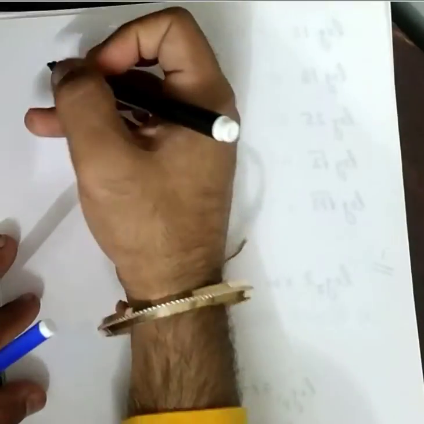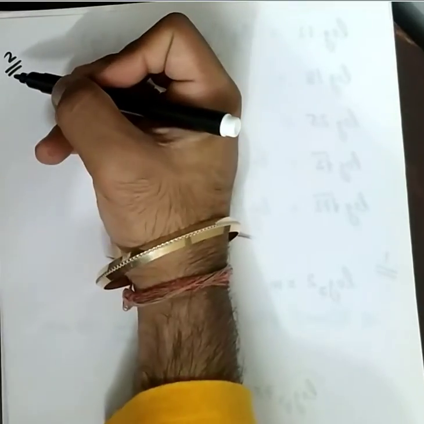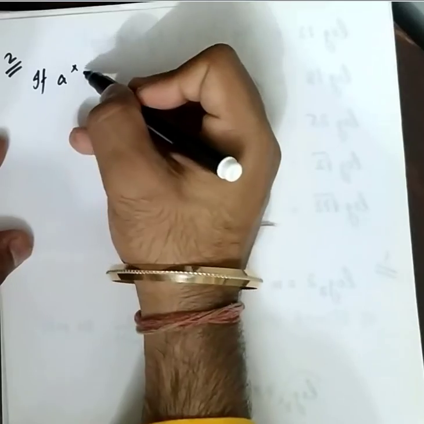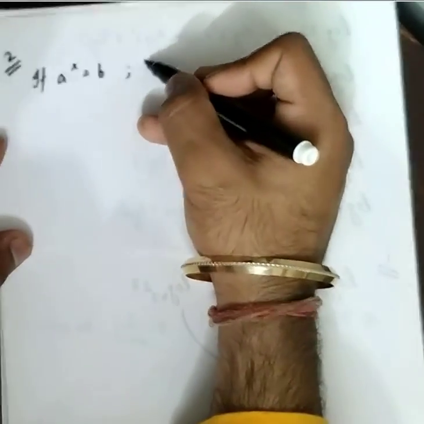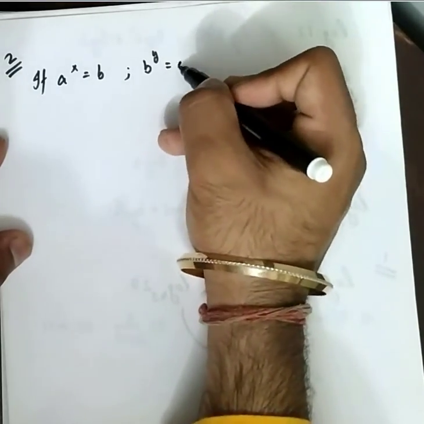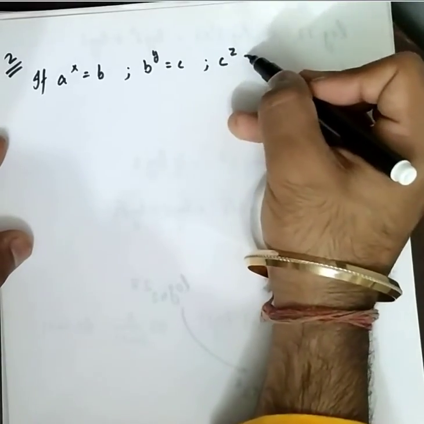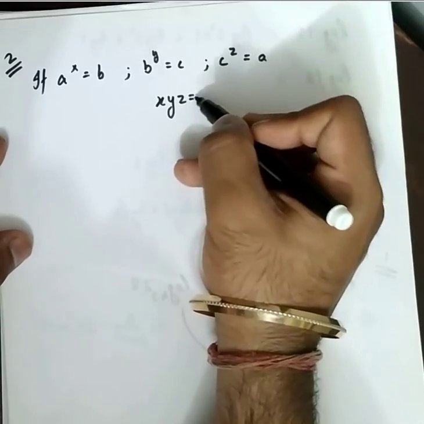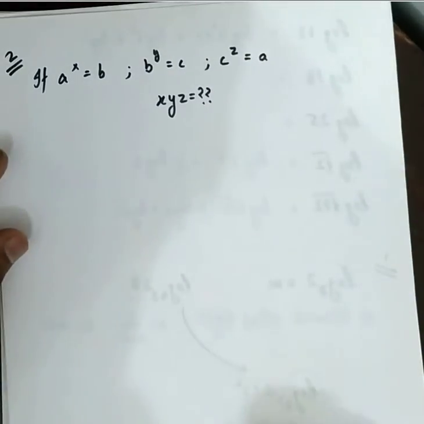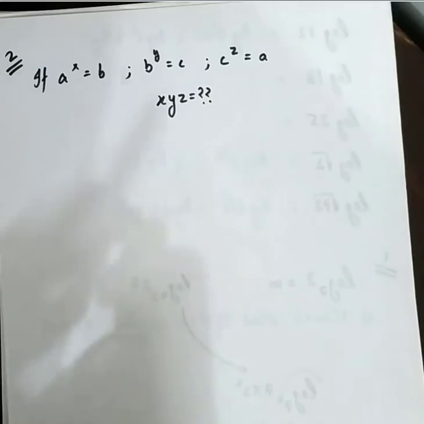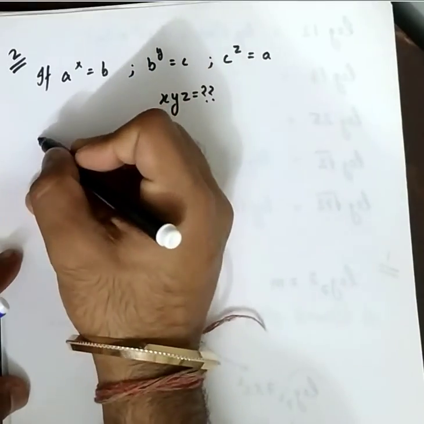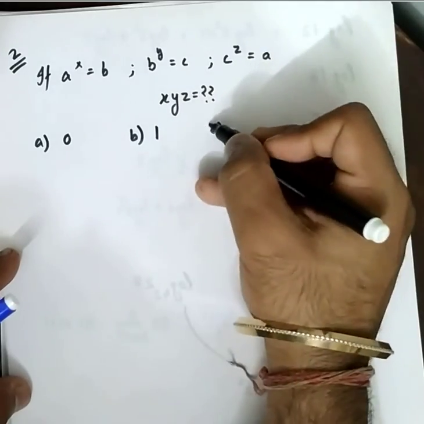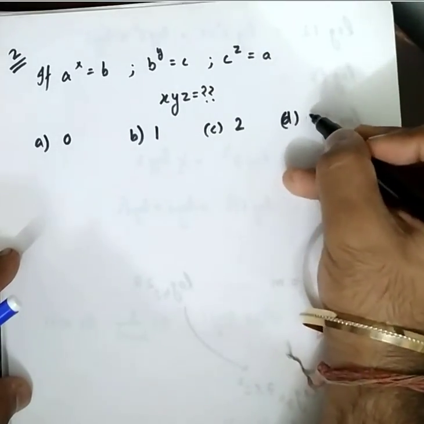So question number 2, second for the day. This says if a to the power x equals b, b to the power y equals c, and c to the power z equals a, then find xyz. Now guys, quite simple, right? The option choices over here, let me tell you that as well. A says 0, B says 1, C says 2, and D says 3.